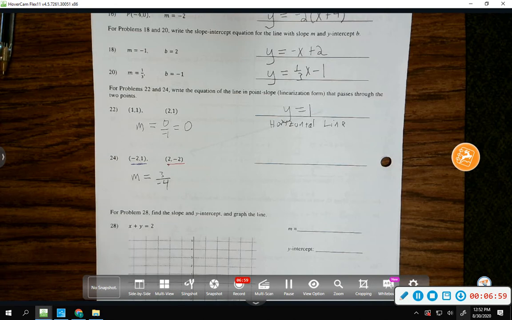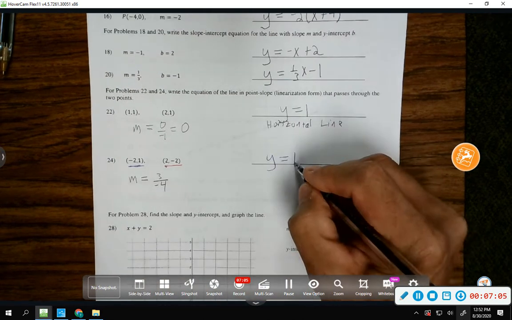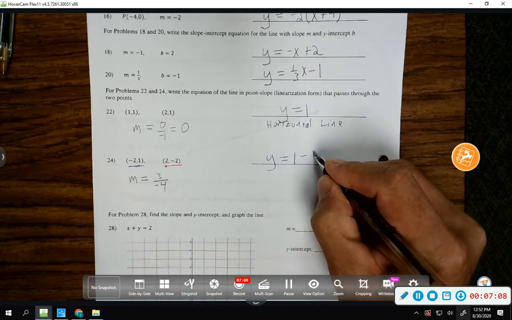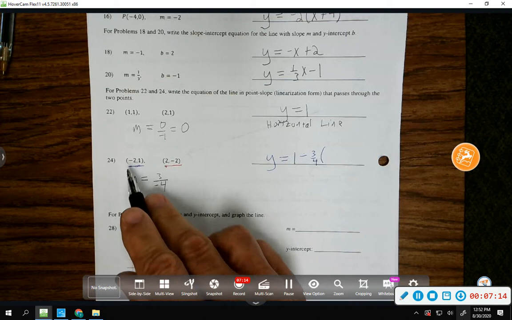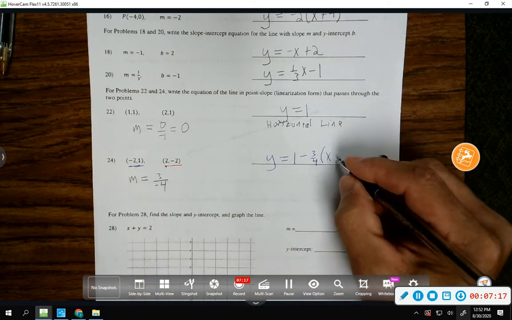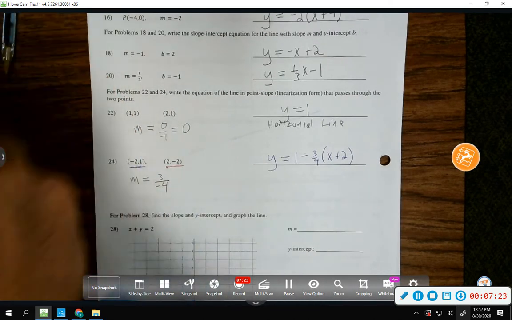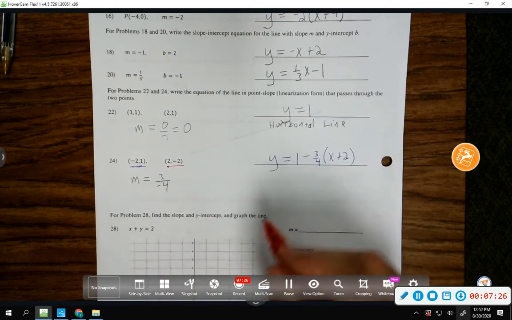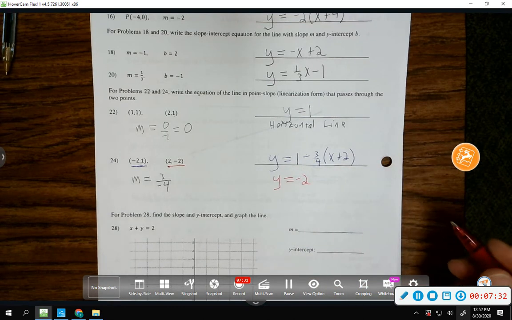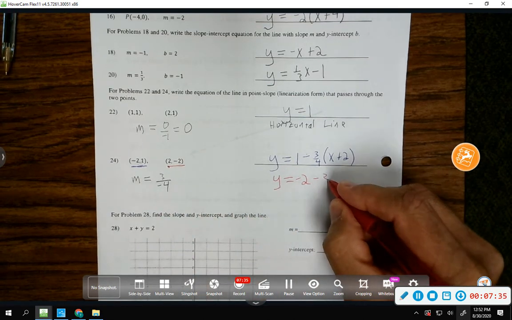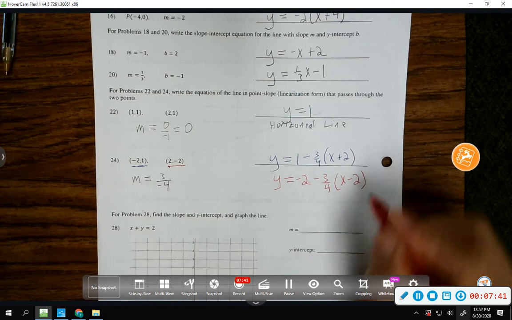So for the purple point, y equals the y coordinate plus the slope. Now the slope's negative, so I'll just go -3/4 times x minus the x coordinate. X minus -2 becomes x plus 2. And then the red is going to be y equals the y coordinate, which is -2, plus the slope. The slope's negative, so we'll just say -3/4 times x minus the x coordinate. There it is.